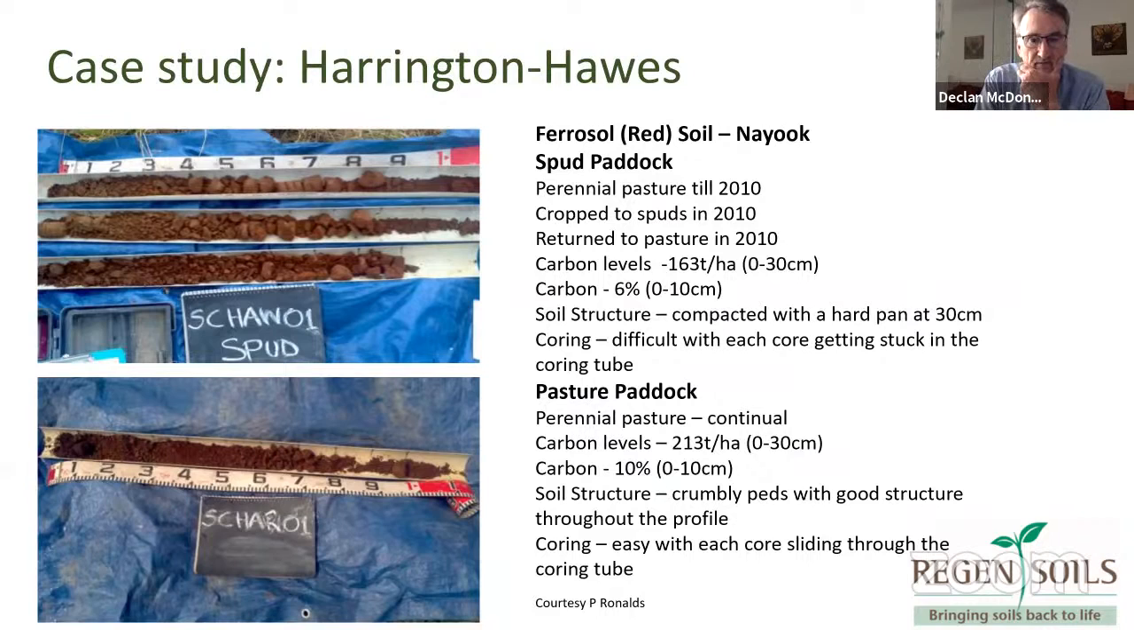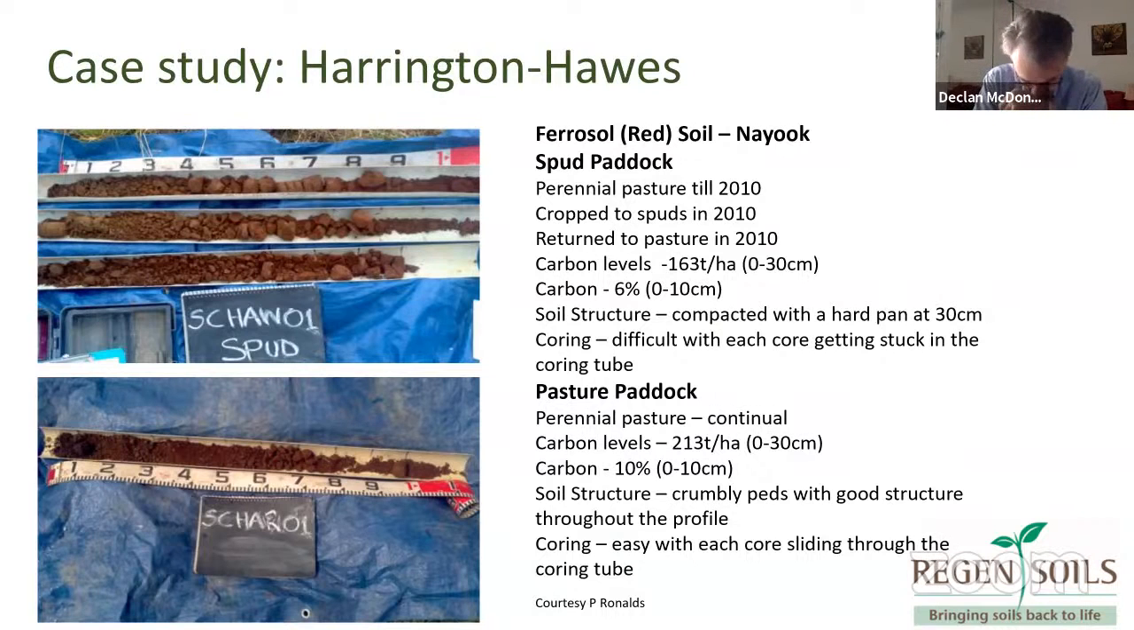The soil carbon levels in that paddock were 163 tonnes to the hectare in the top foot, 6% carbon. The soil structure, there was a compacted structure with a hard pan at 30 centimetres, and coring to take these samples was difficult, with each core getting stuck in the coring tube.